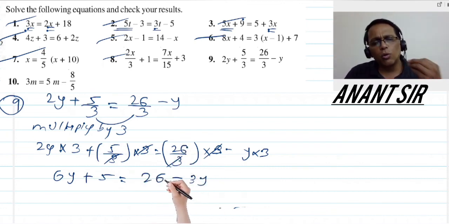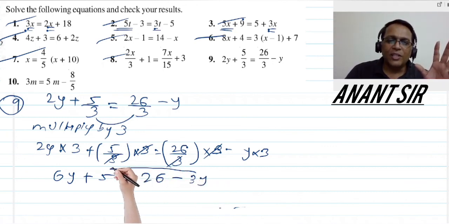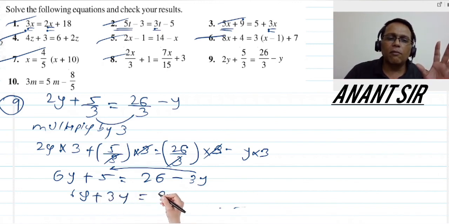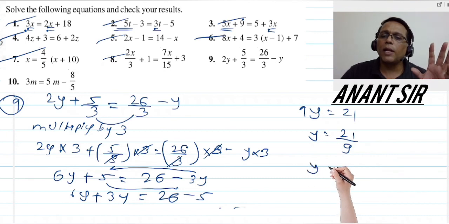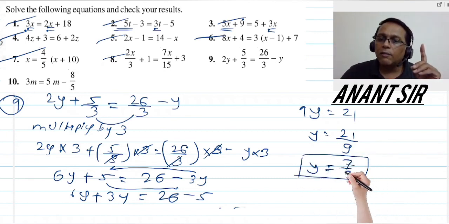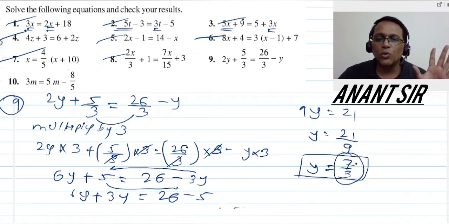See, no cross multiplication, nothing doing. Simple question. So take this 3y to the other side now. 6y minus 3y becomes plus 3y, 26 as it is, plus 5 becomes minus 5. So it is 9y equal to 21, and y will be 21 by 9. Make it the simplest form. Divide both by 3. 3 sevens are 21, 3 threes are 9. So students, this is our final answer for question number 9.